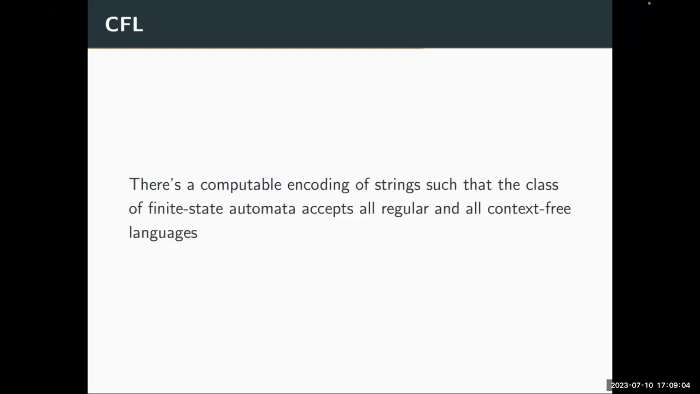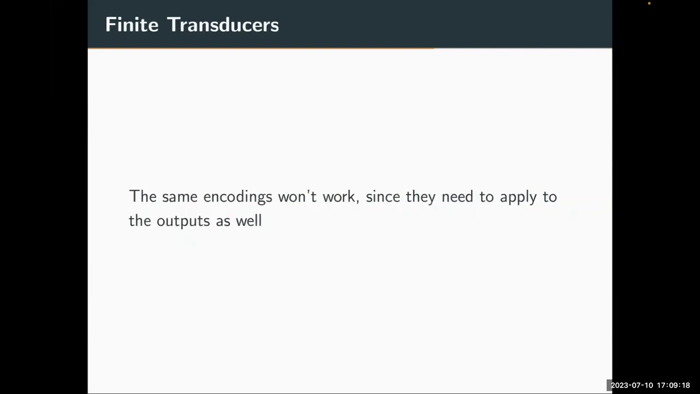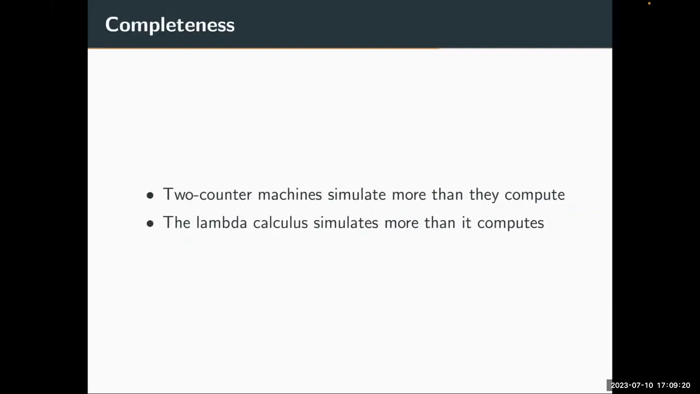So the point then is that people encoding a string such that a finite state automaton accepts all the regular, all context-free, and also a bunch of uncomputable languages. So the long and short is that comparing languages, use proper subset; comparing sets of functions, use representations, and you have to show the opposite direction doesn't work.